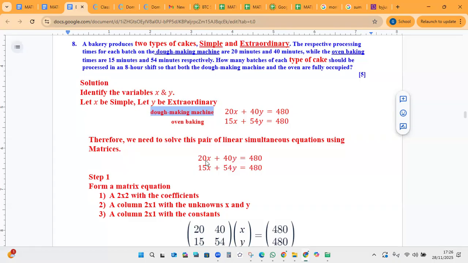So we have it properly set up, x's on x's, y's on y's, and the constants over the constants. So step one, we have to form a matrix equation. So it will be a 2 by 2 with the coefficients, a column that's 2 by 1 with the unknowns, x and y, and another 2 by 1 column with the constants. And here it is, 20, 40, 15, 54. These are the elements of the 2 by 2 times the column matrix x and y, x above y, because x comes first when you're reading from left to right, and 480 over 480. So here we have the matrix equation.